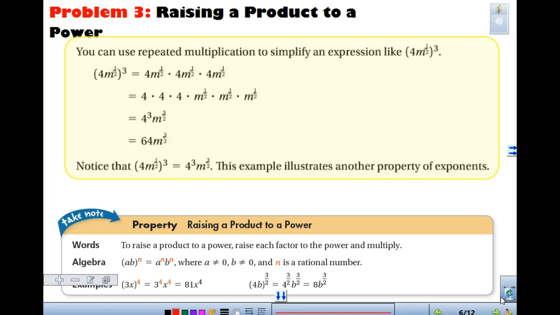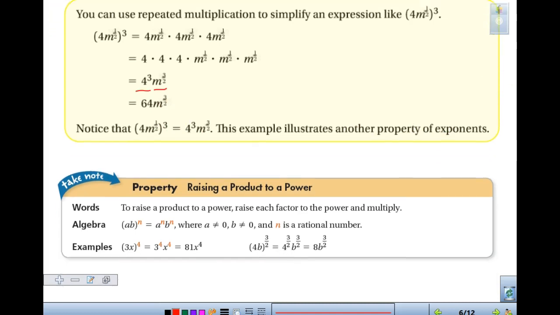It says we can take 4 to the 3rd power, and m, and take 3 times 1/2 and get m to the 3/2. When you finish simplifying that, the 4 to the 3rd, you definitely want to put that in your calculator unless they tell you to leave it as a power, and you get 64 and m to the 3/2. And you're going to leave it that way.